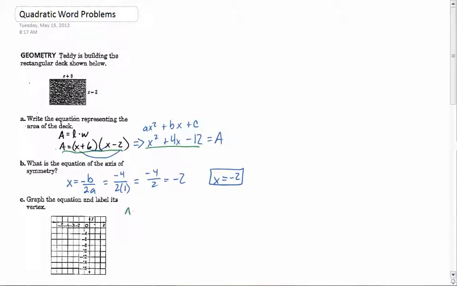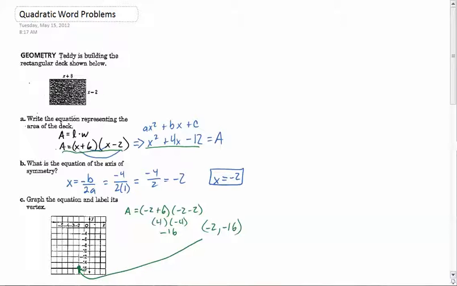Just for the fun of it, I'm going to plug it into this first one. So a equals negative 2 plus 6, and then negative 2 minus 2, which is going to give me 4 times negative 4, which is negative 16. So my vertex is at negative 2, comma negative 16. So we'll go negative 2, negative 16, and we'll put down the vertex. So that's the vertex right there. It's now labeled.